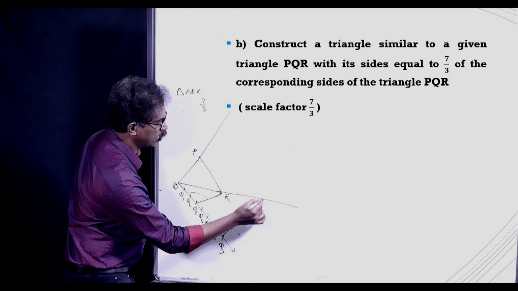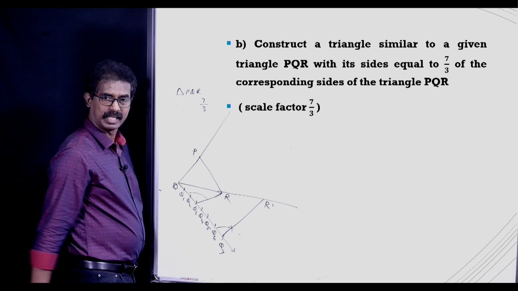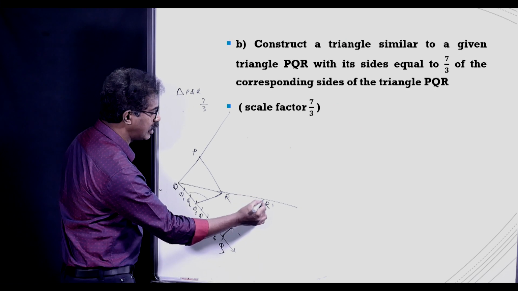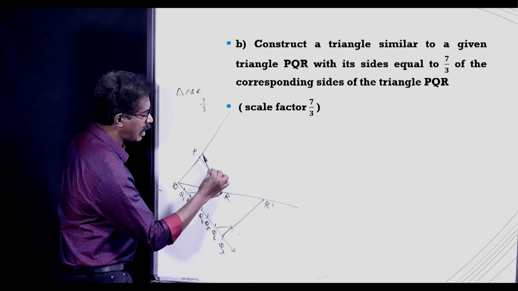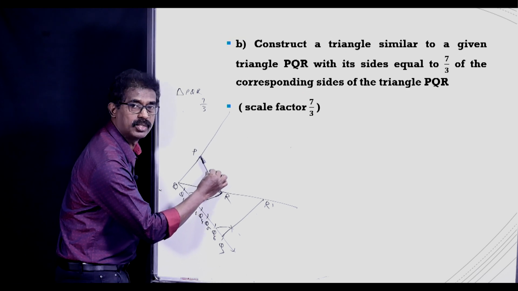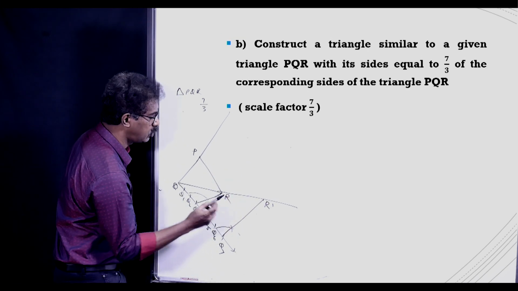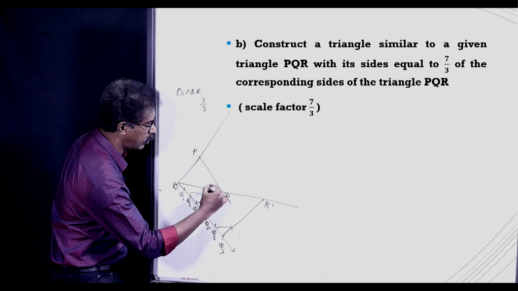So join these two and this point is R dash. Now at R dash, you have to draw a line parallel to this. Parallel to this, you draw a parallel line. So what do? Keep the pointer here, draw an arc.